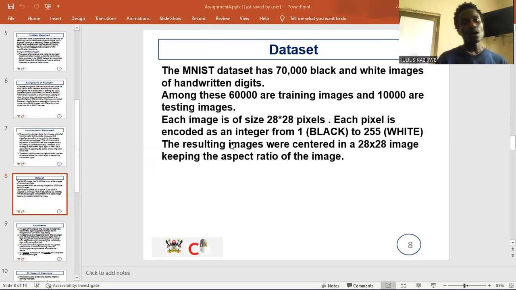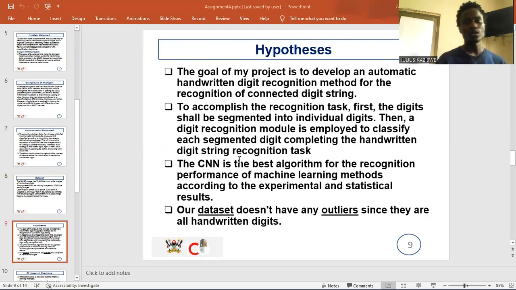Therefore, the digits in these images are centered, and the aspect ratio of the image is also kept. This data set gives us a big number of images that we shall use to train our model, and it helps our system to learn and know what to predict.